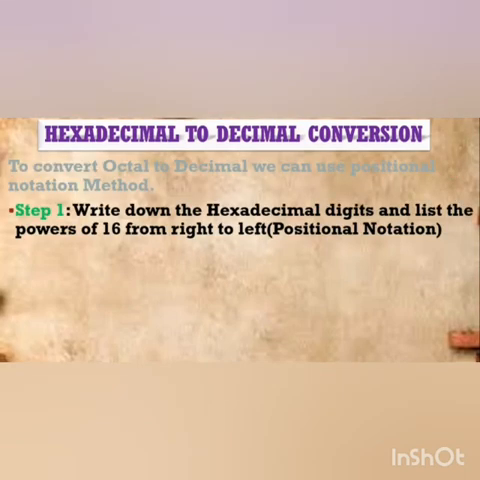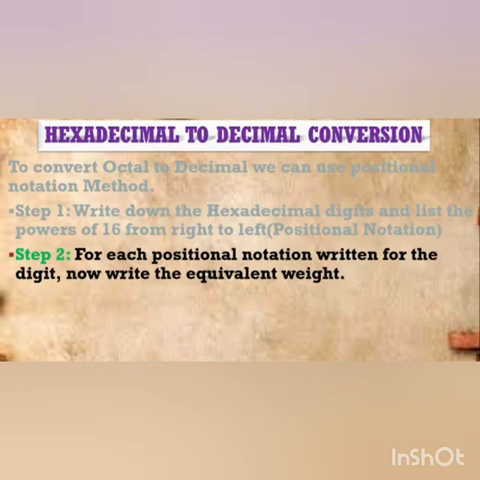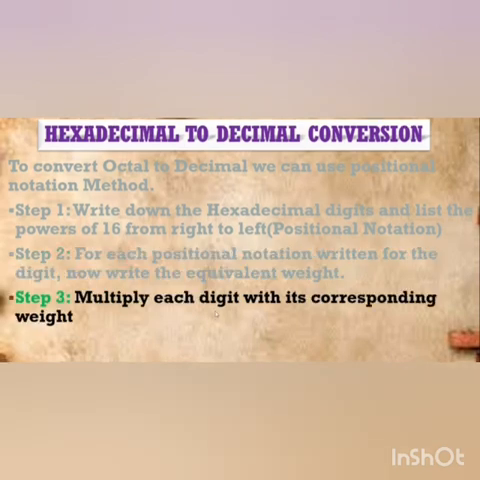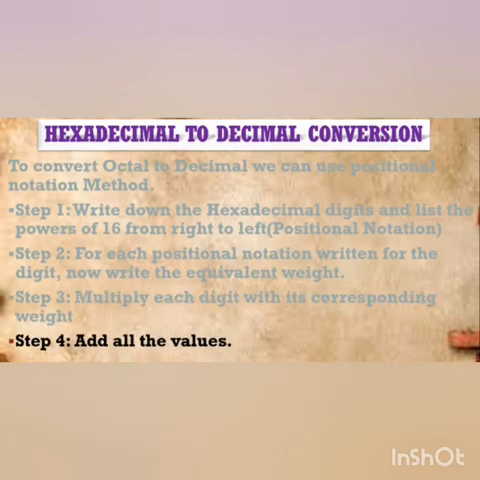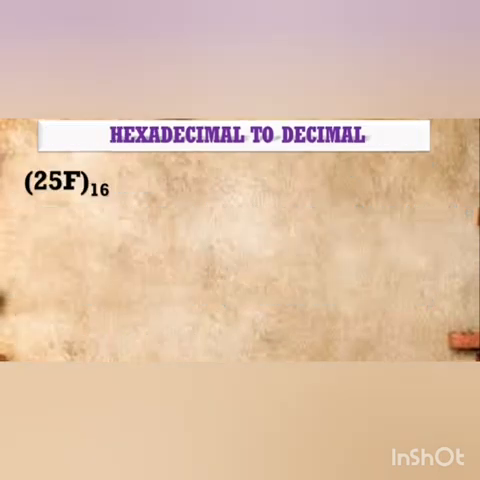First step, write down the hexadecimal digits and list the powers of 16 from right to left, the positional notation. The second step, for each positional notation written for the digit, write the equivalent weight. The third step, multiply each digit with its corresponding weight. And the final step, add all the values to get one final value.